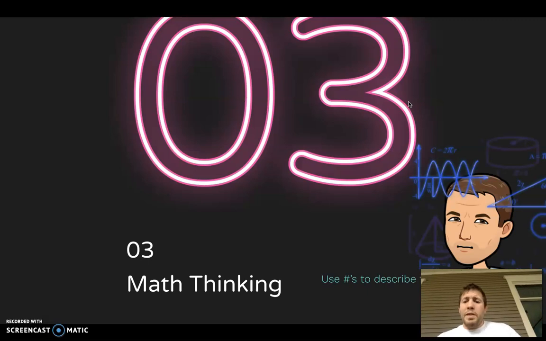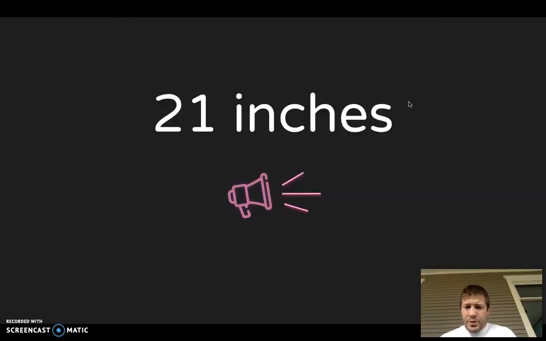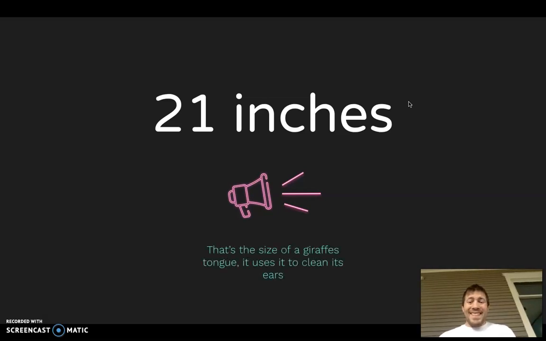Okay, so when we think about math thinking, one of the things from the standards that I really want you guys to do is to be able to look at systems or objects and represent what you see, like your observations, the way that you describe stuff, using numbers. So here's an example: 21 inches. It's quite a long ways. That's the size of a giraffe's tongue. And they literally have the ability to take their tongue and clean their ears with that sucker. Let that sink in.